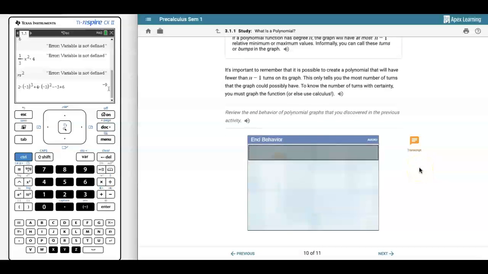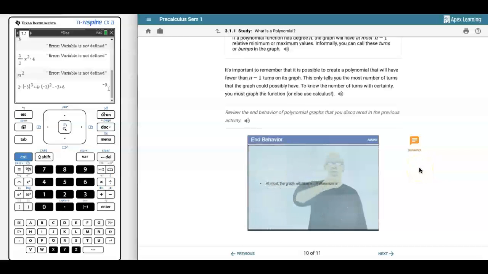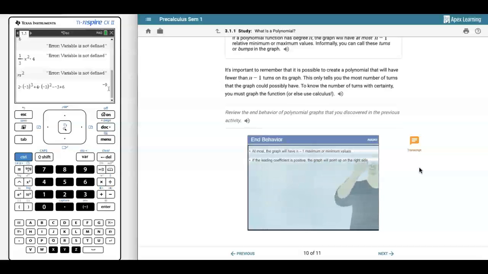Take a moment to review what you've learned in this lesson. For a polynomial function with degree n, its graph will have at most n minus 1 turns. In other words, the graph of a polynomial can have as many maximum or minimum values as the highest exponent minus 1. The leading coefficient in a polynomial function determines the end behavior of the graph on the right side. If the leading coefficient of a polynomial function is positive, the graph will point up on the right side. If the leading coefficient is negative, the graph will point down on the right side.